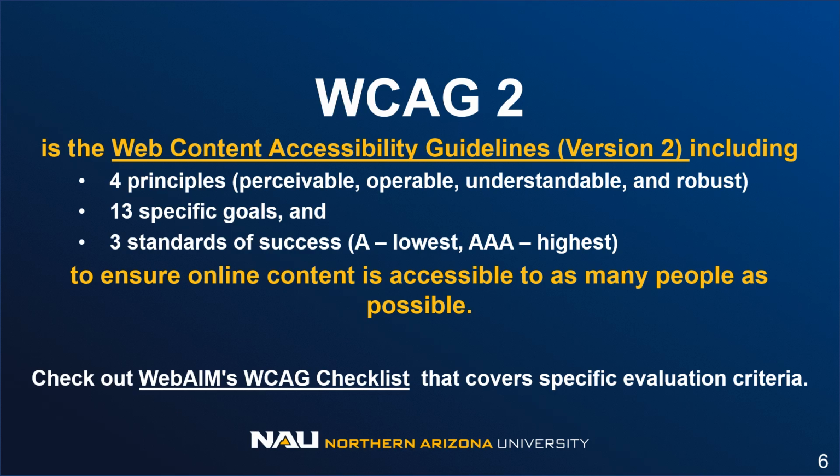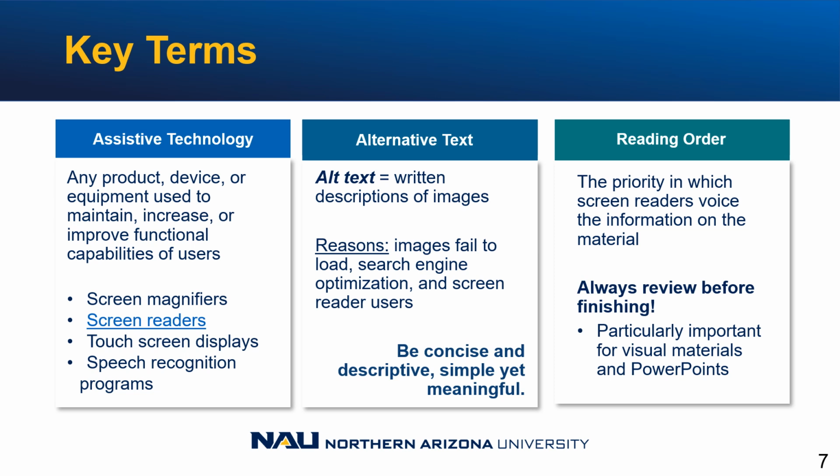Next, I want to go over some key terms for accessibility. Assistive technology is any product, device, or equipment used to maintain, increase, or improve functional capabilities of users. A common example of this would be glasses. However, a lot of assistive technology exists on things like computers and laptops and websites that a lot of people may not be as familiar with. For example, there are screen magnifiers, screen readers, touch screen displays, and speech recognition programs.